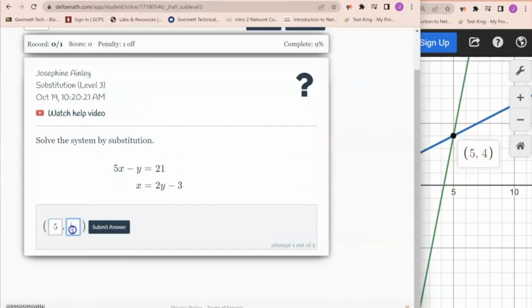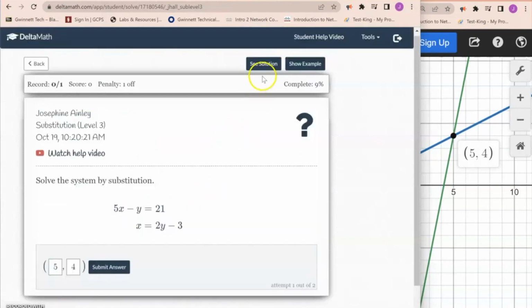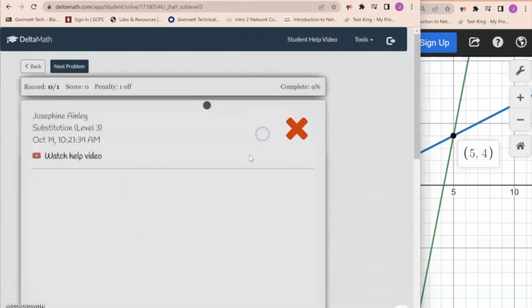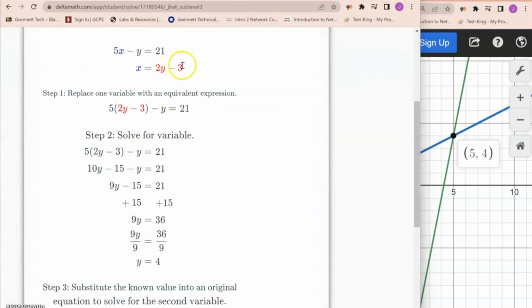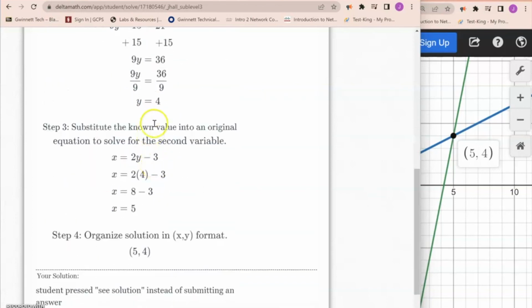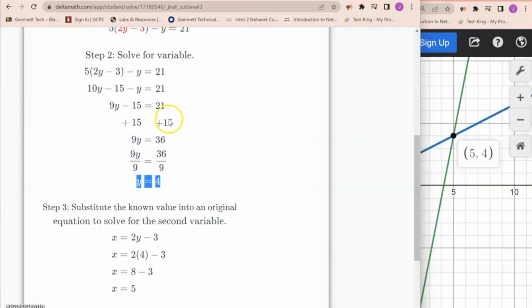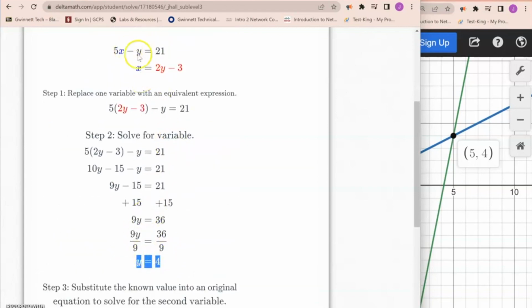Now we can obviously do this by hand. In fact, I'm going to get it wrong so that I can show you. You're substituting this part into x. So substitute this part where you see x. You take this and put it in here, then distribute and solve the equation to get y equals 4. Once you get y equals 4, you plug it back into whichever one looks easier.